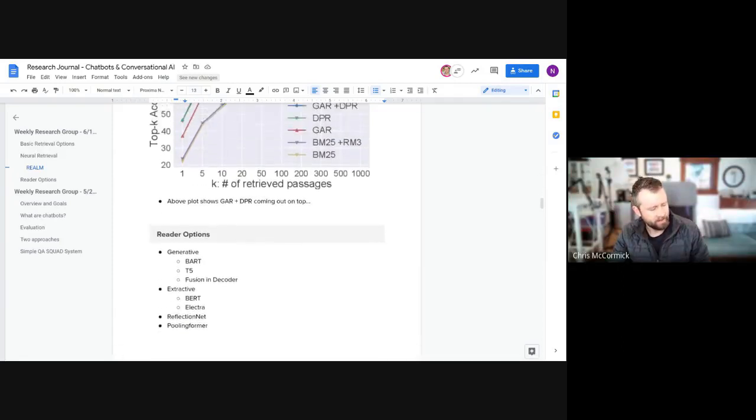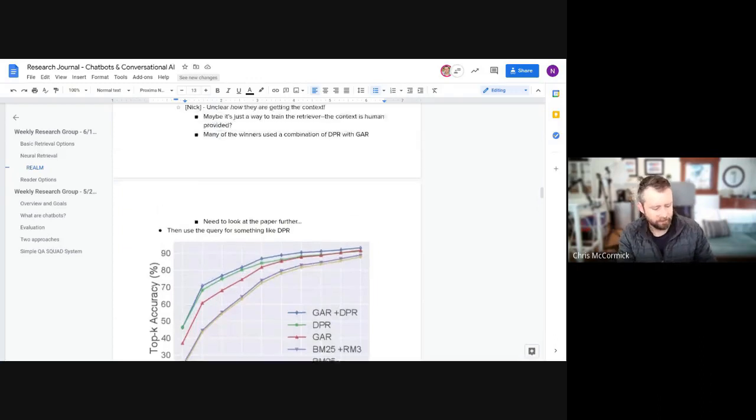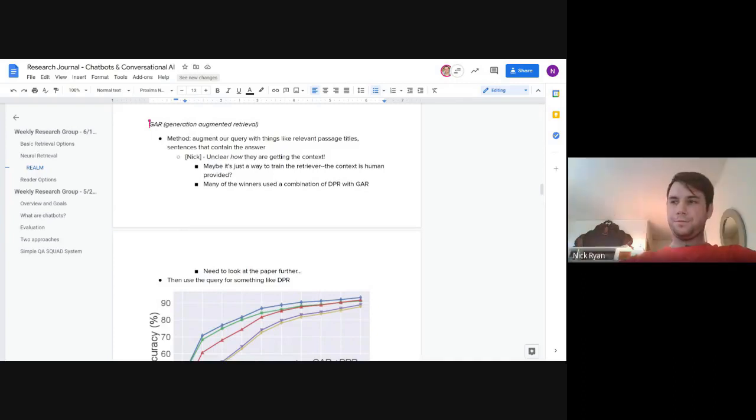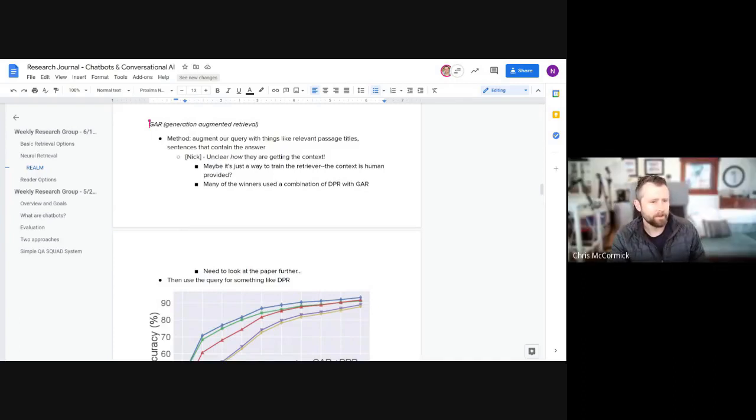So I know a couple of models that we've talked about a lot are the Haystack framework, and then also RAG. Do either of those support some of these methods? Do they have them implemented and ready to plug in?